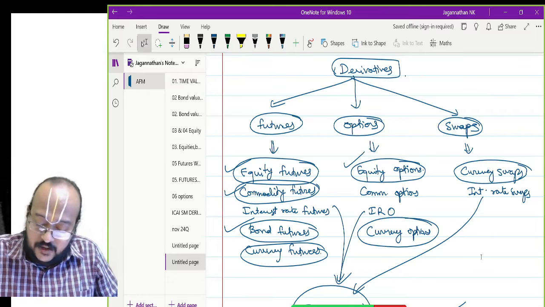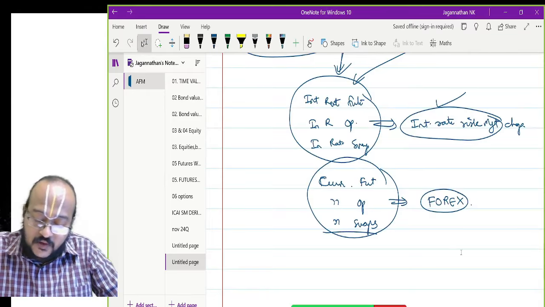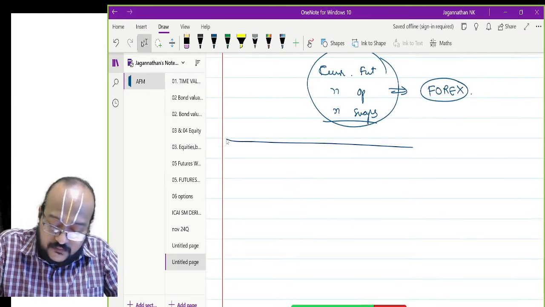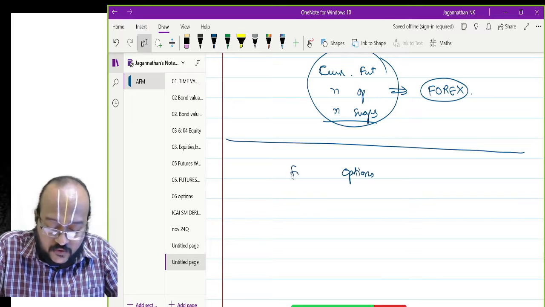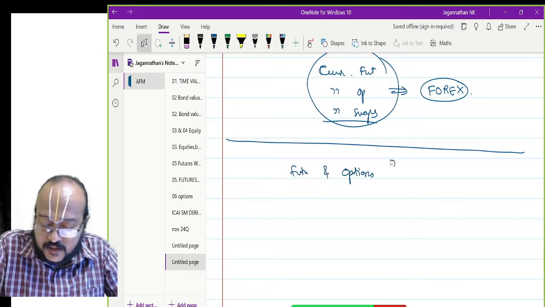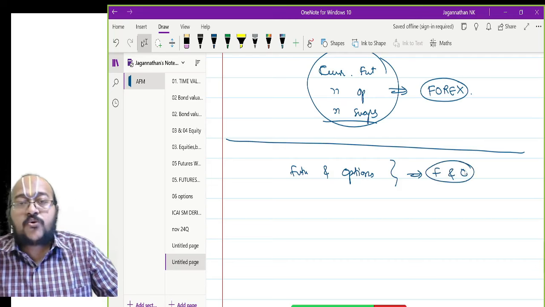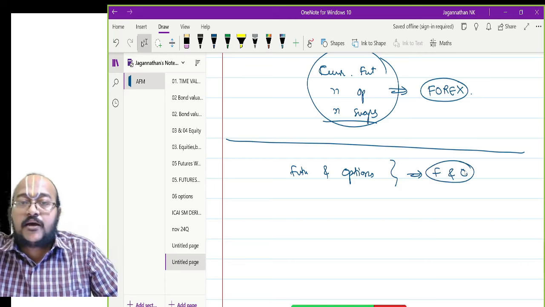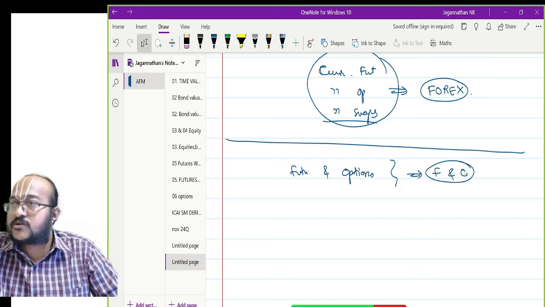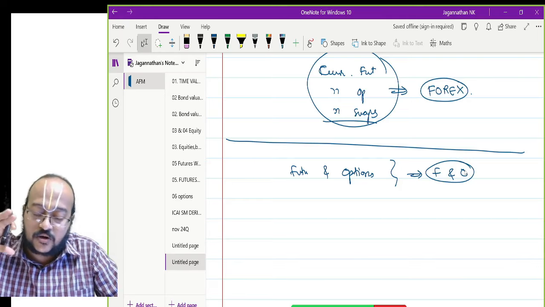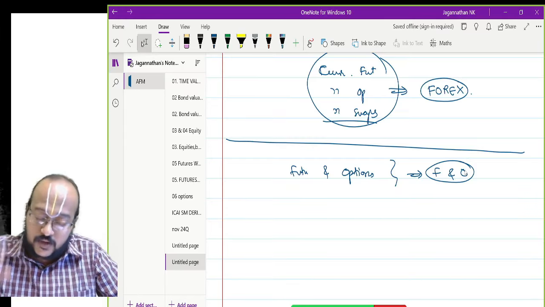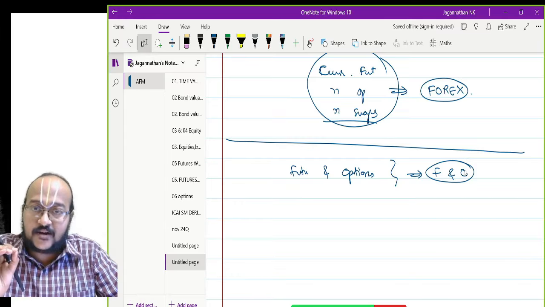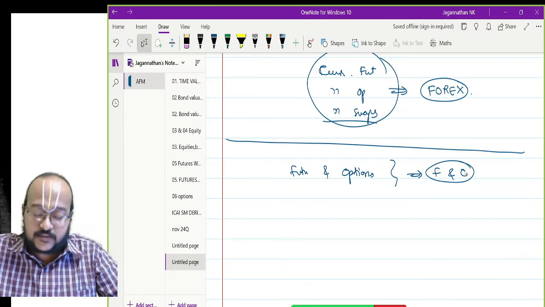Correct? What we do? See, futures and options. These are collectively called as what? F&O. I told you, I showed you the market also. Derivative segment. F&O segment is available wherein futures and options will be there. Swaps will not come under this because they are traded over the counter. Don't worry about that. That is not exchange traded. I will discuss later. Don't worry.